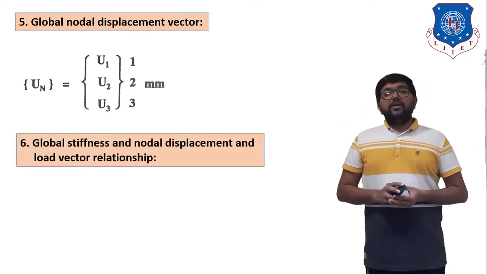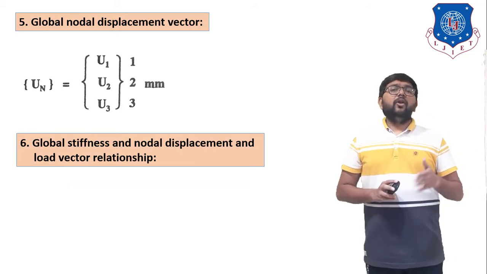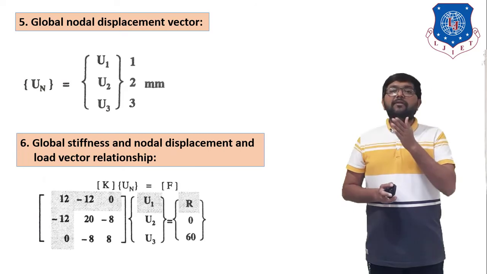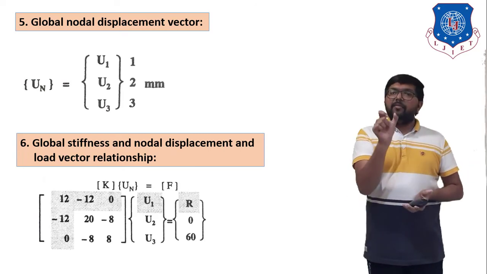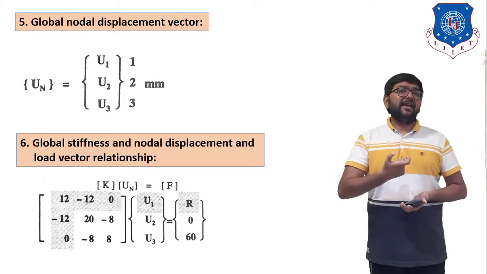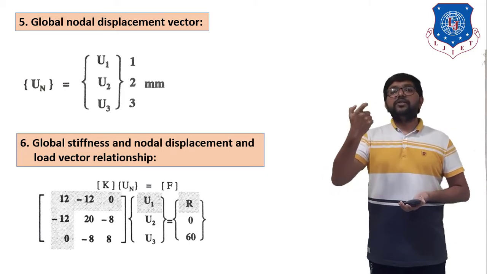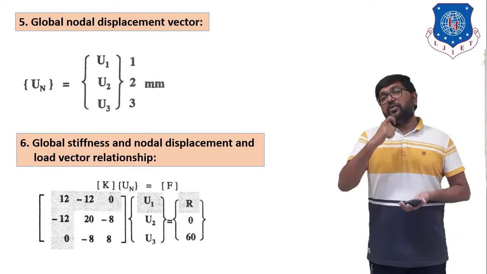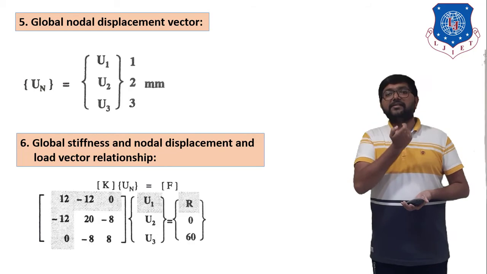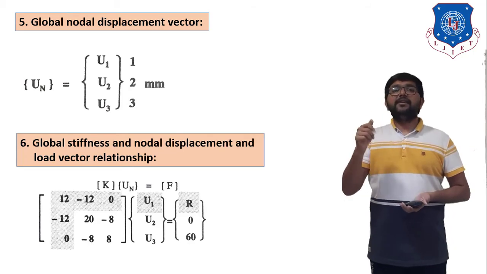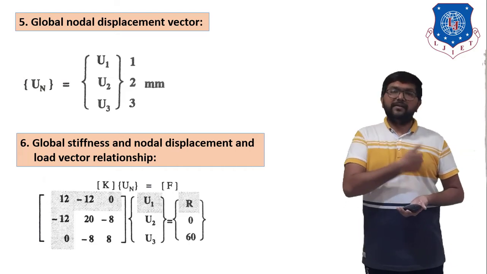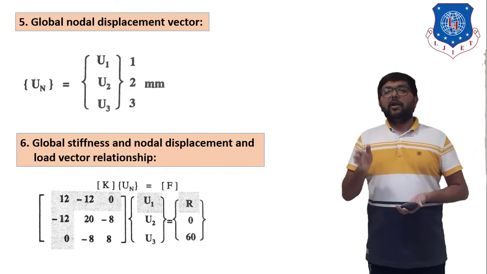Now the relationship between the global stiffness, nodal displacement and load vector is Ku = F. This is nothing but the formula of stiffness. Now, what is the meaning of stiffness? Stiffness means the force per unit deflection. So we have to multiply deflection with stiffness, that means K into deflection is equal to force. So you just have to write down the values of the global stiffness matrix, deflection and load over here.